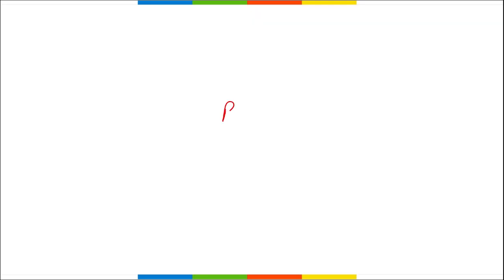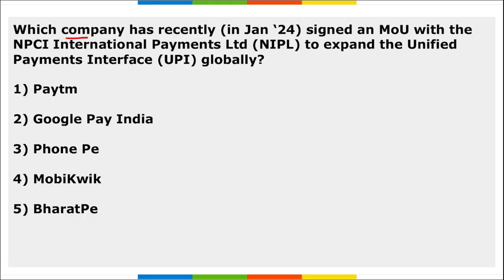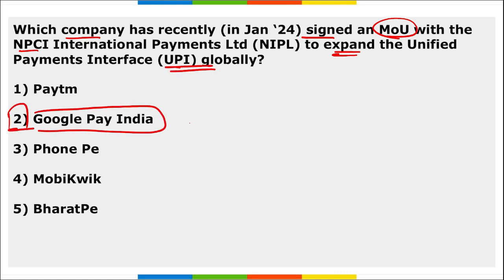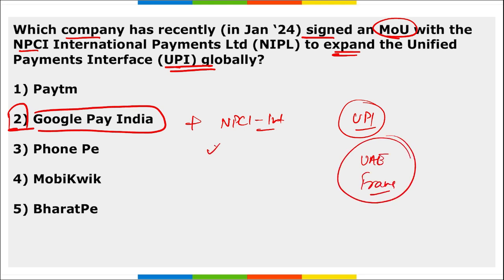Now let's move to some revision current affairs. They will be very beneficial for your learning. Which company has recently signed an MOU with NPCI International Payments Limited to expand UPI globally? It is Google Pay India, right? They recently signed an MOU with NPCI International to expand UPI globally. Now we are seeing that in different countries such as UAE, France, and even in the UK in multiple locations, we are using this UPI. There is a very interesting fact, let me tell you.